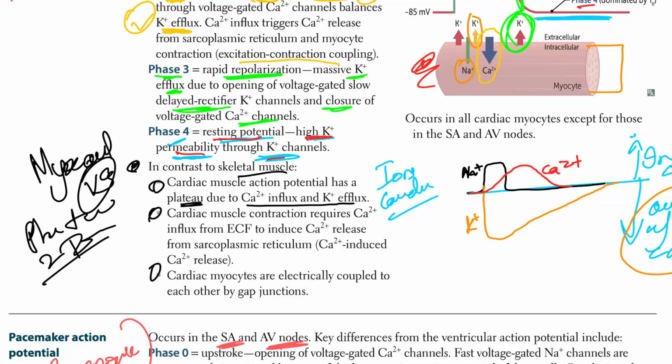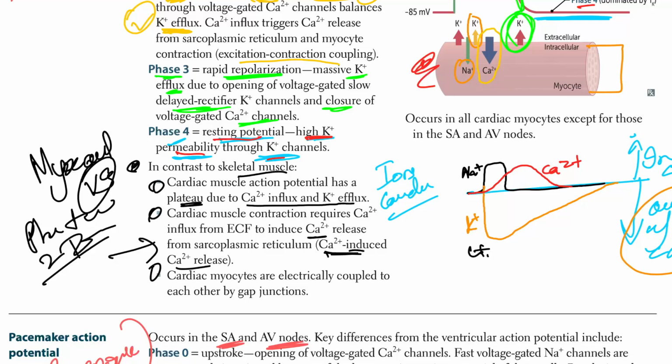Cardiac muscle contraction requires calcium influx from the extracellular fluid to induce calcium release from the sarcoplasmic reticulum. All they're trying to say is calcium-induced calcium release. When the calcium goes in, it induces calcium release from the sarcoplasmic reticulum, in which there is stored calcium. It's called calcium-induced, meaning calcium induces calcium release. That is only done in the myocardial muscle.